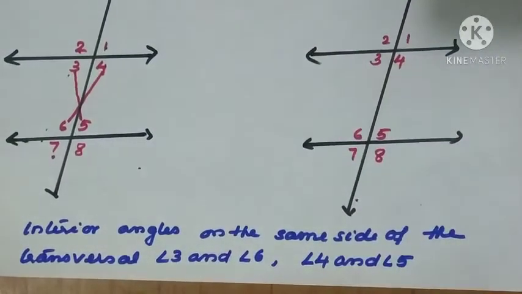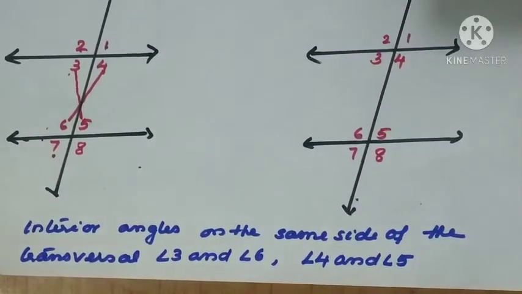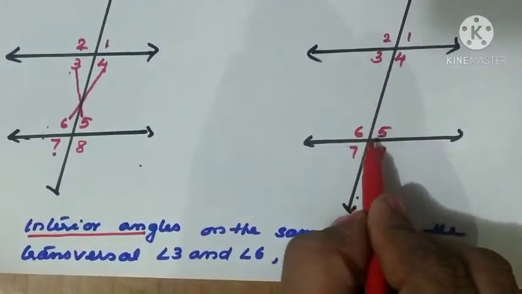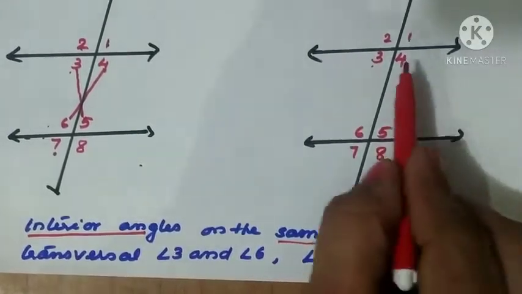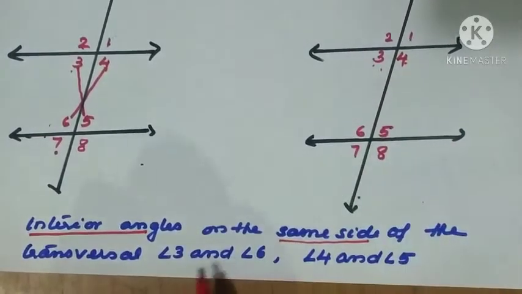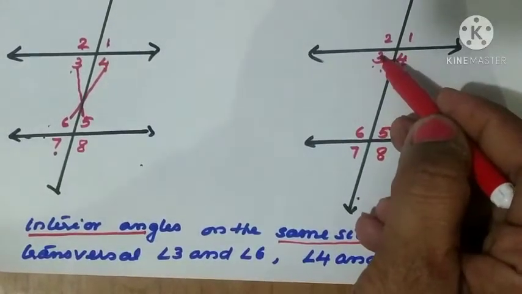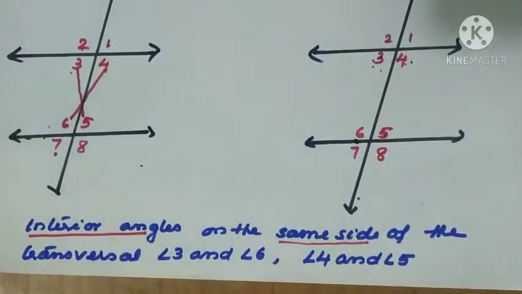Now one more point we have to learn about, that is interior angles on the same side of the transversal. First of all, we must know what interior angles are. Which are they? 3, 4, 5, 6. Now the same side of the transversal: 4 and 5 are on the right side of the transversal, whereas 3 and 6 are on the left side of the transversal. If we take 3, then 6 should be on the same side, and if we take 4, then the other angle is angle 5. So these are called interior angles on the same side of the transversal.